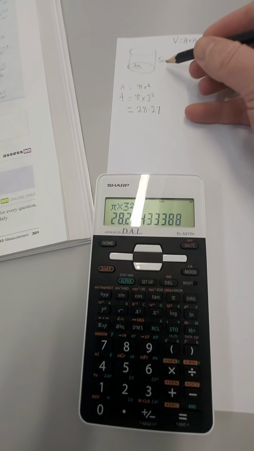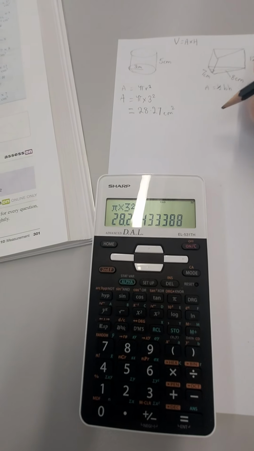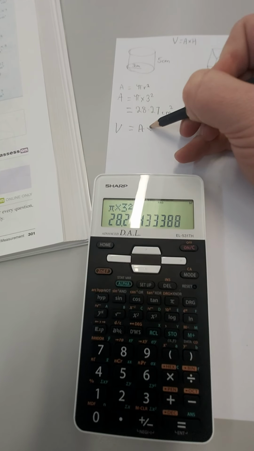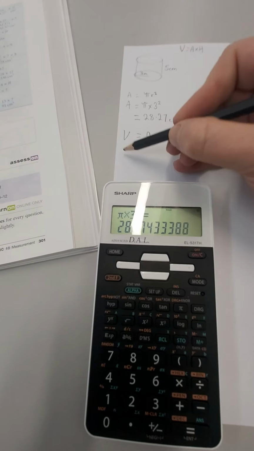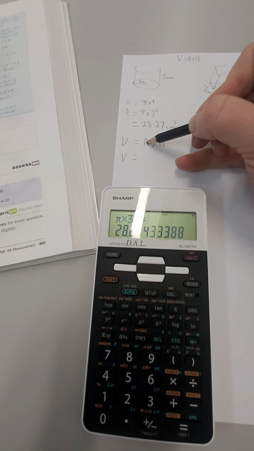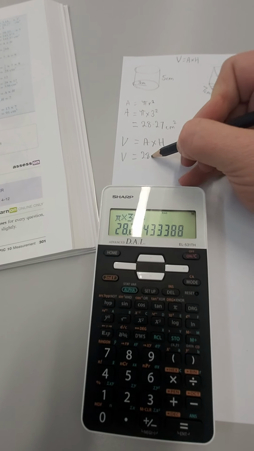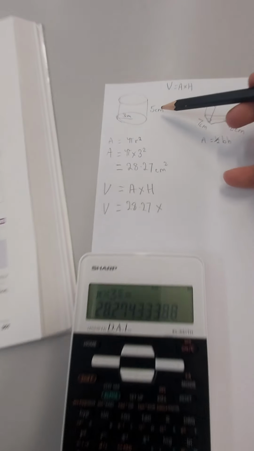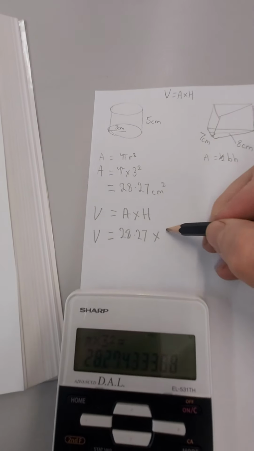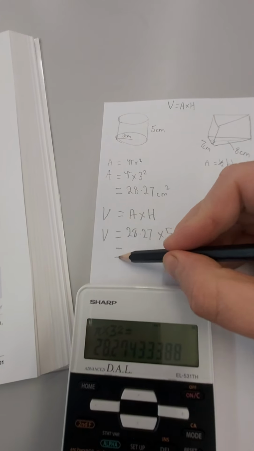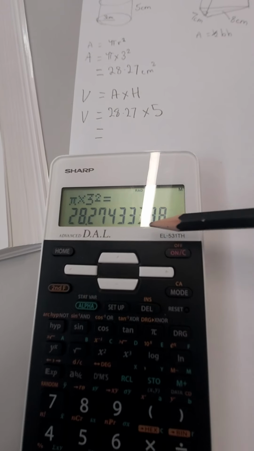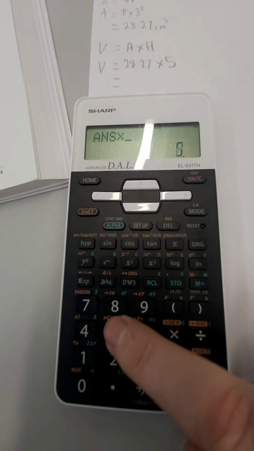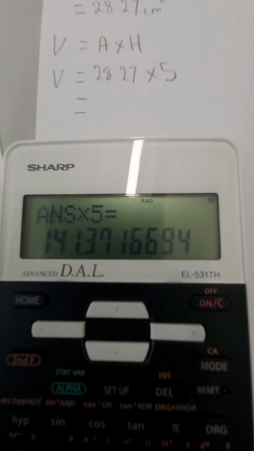28.27. And we know that's going to be in centimetres squared because that's the area. We want to find the volume, and that is our formula. So our volume is going to be equal to our area, 28.27, times the height. Let's go back, have a look at the height, 5 centimetres. Okay, so now let's put that into our calculator. I've already got that last number sitting in there. All I have to do is times by 5.